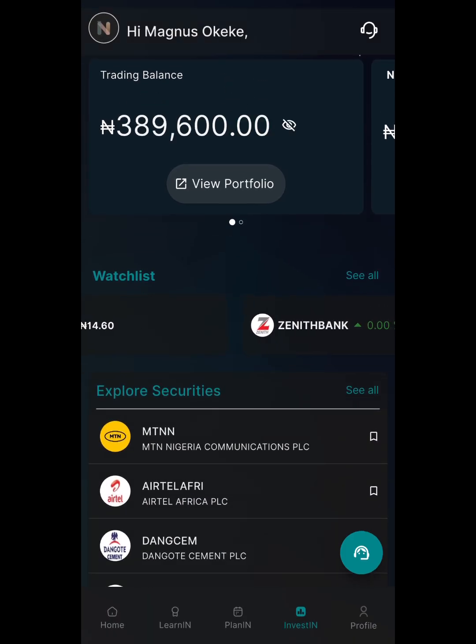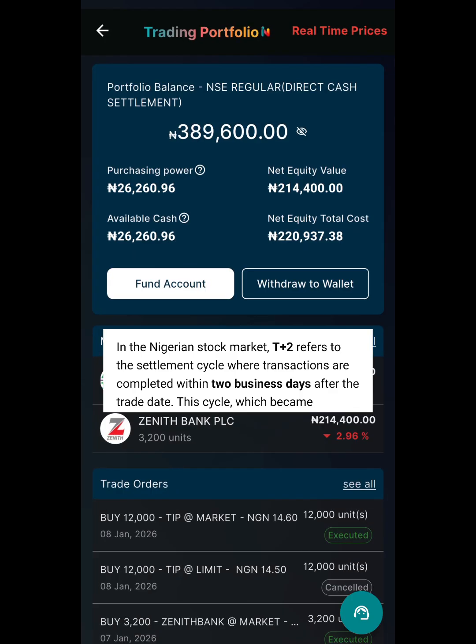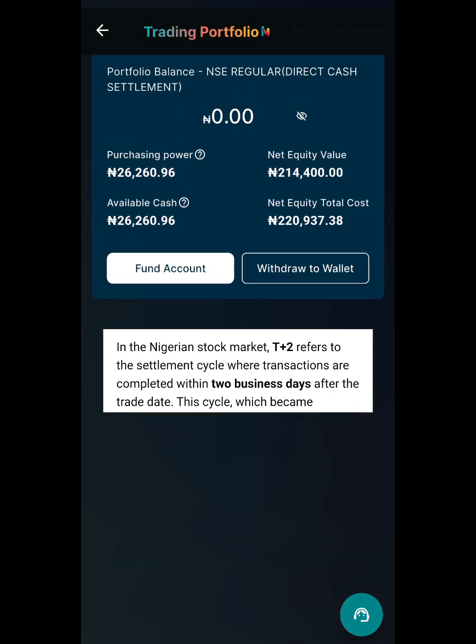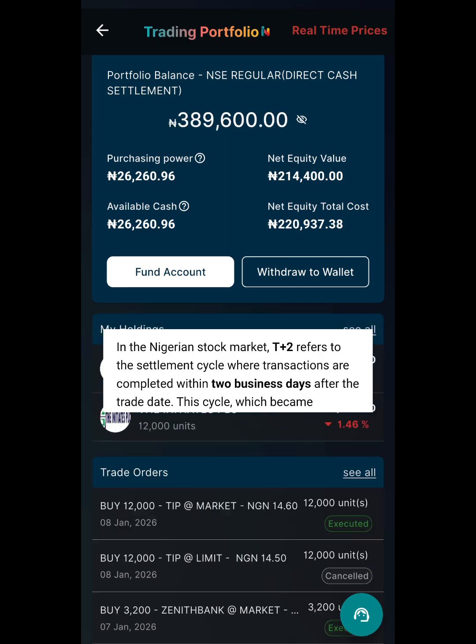But this transaction has not completely finished processing. The Nigerian stock market is T+2, so the transaction has been processed now, but it has to settle properly within the next 2 days.